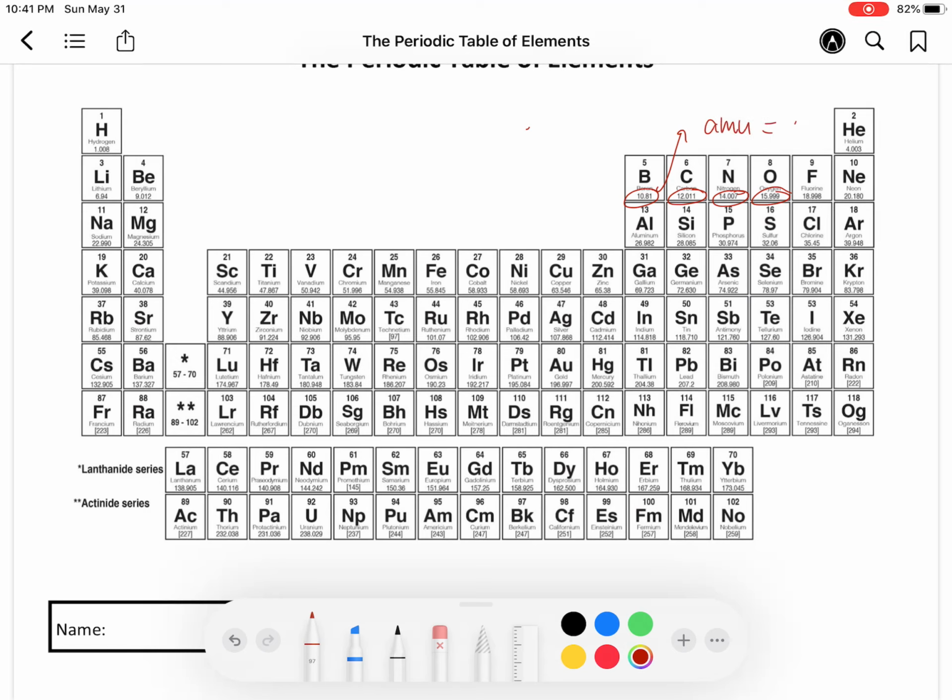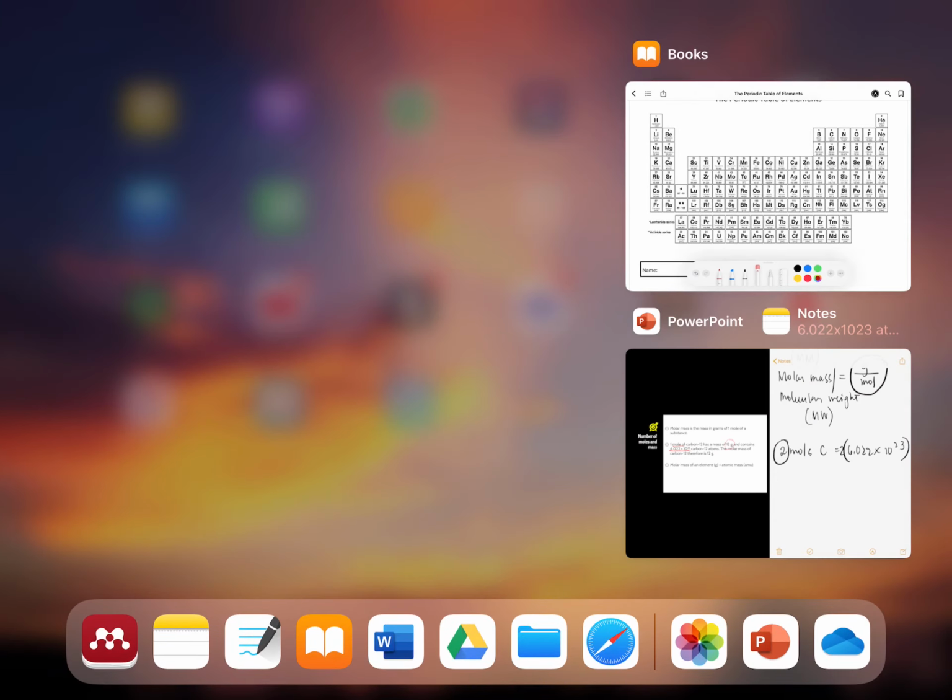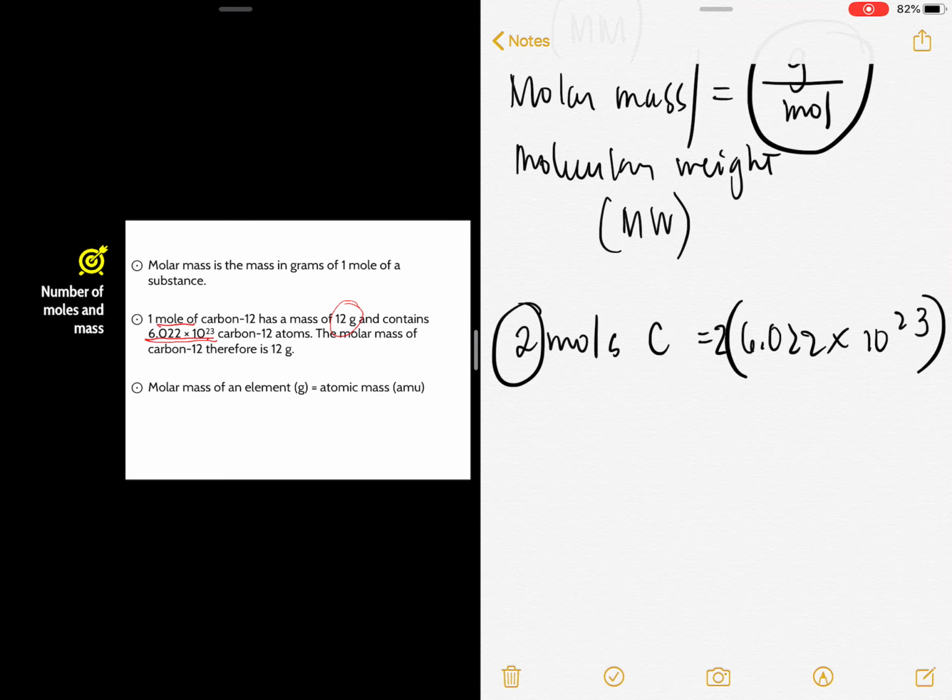Kung anong AMU, equal lang din yun sa grams. So, if you have boron, and your boron is 10.81 atomic mass units, ilan yun sa grams? 10.81 lang din. If you have nitrogen, and it is 14.00 AMU, ilan yun sa grams? 14.00 grams lang din. Malinaw po ba ito? I hope that is clear. If you have any questions or clarifications, please do not hesitate to approach any of us, your teachers, and we'll be more than happy to answer your queries. Okay?